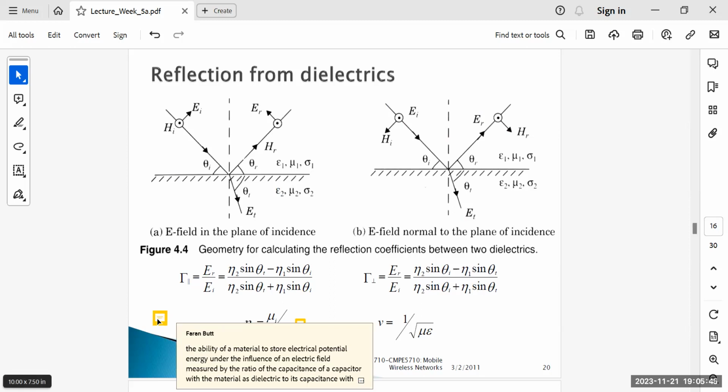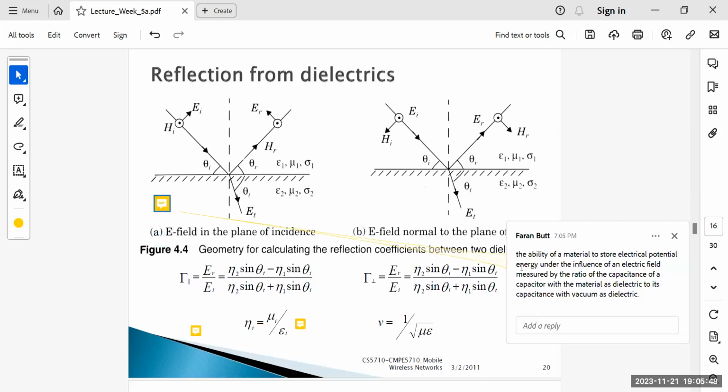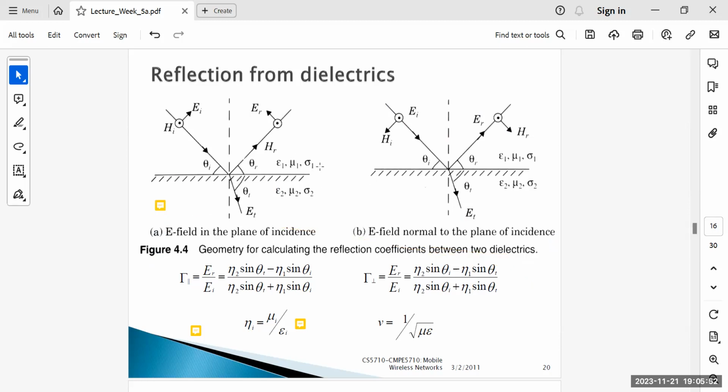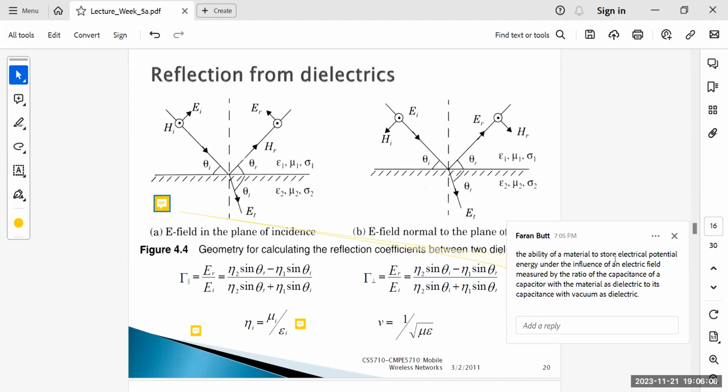So we usually talk about electrical field intensity and electrical permittivity and magnetic permeability. And we also memorize the corresponding coefficients or the values of them for free space. But we need to know what exactly is the meaning of that. So the ability of a material to store electrical potential energy under the influence of an electrical field, measured by the ratio of the capacitance of a capacitor with the material as dielectric to its capacitance with vacuum as dielectric.